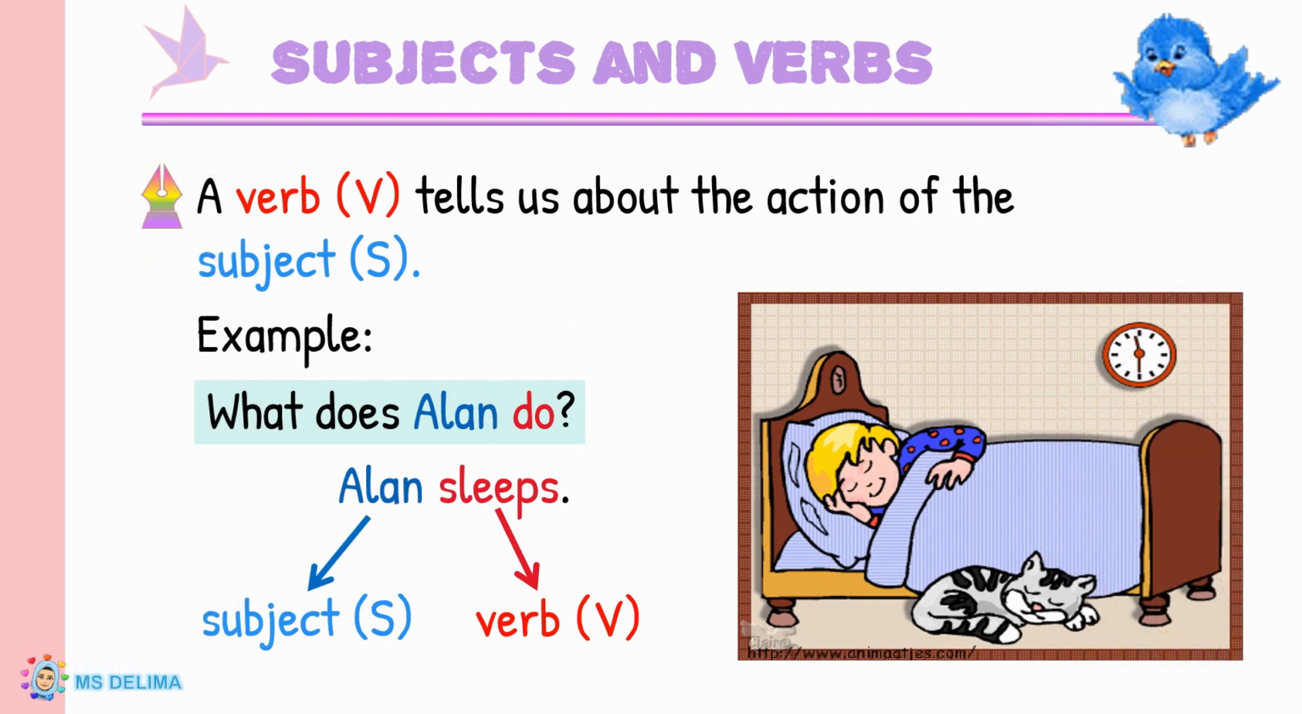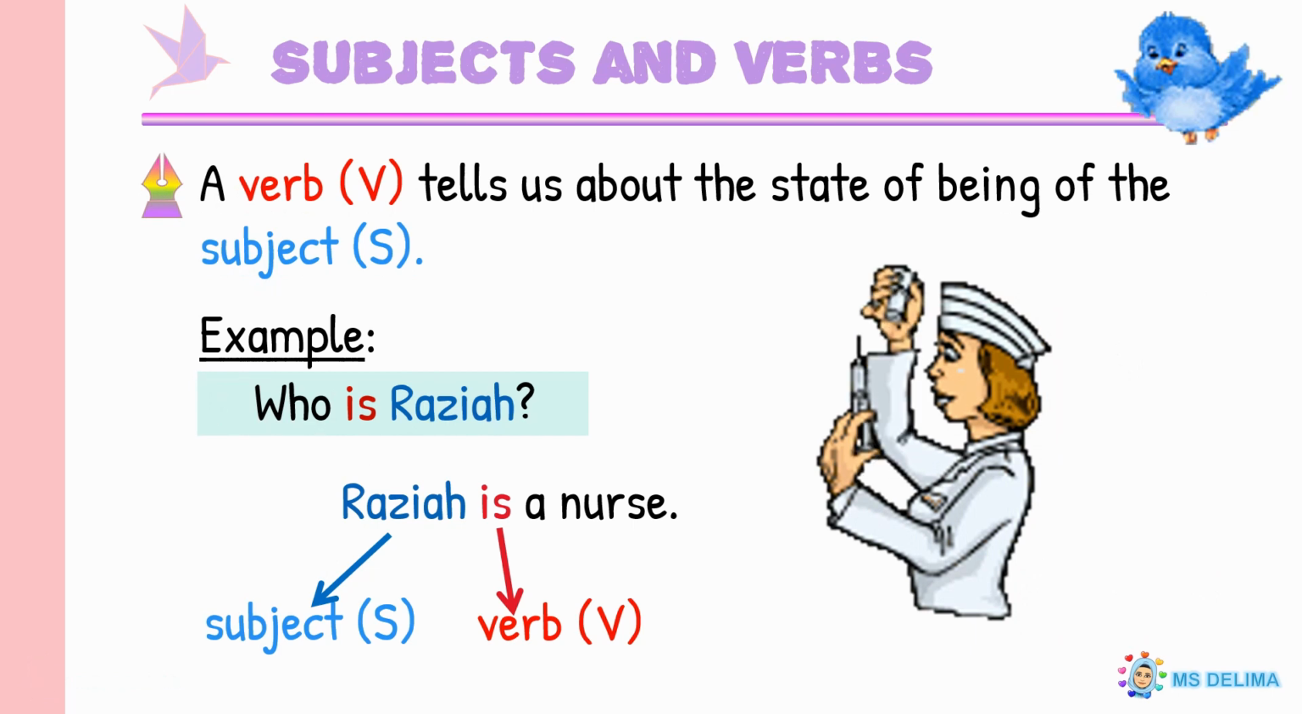Subjects and verbs. A verb tells us about the action of the subject. For example, in this picture, what does Alan do? Alan sleeps. Alan is the subject and sleeps is the verb. A verb tells us about the state of being of the subject. For example, who is Razia? Razia is a nurse. So Razia here is a subject and is is a verb.